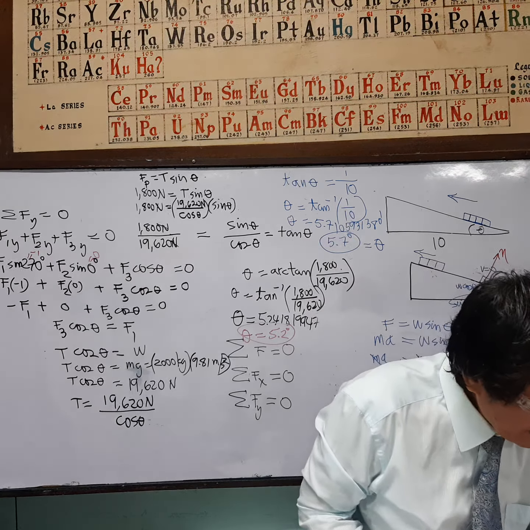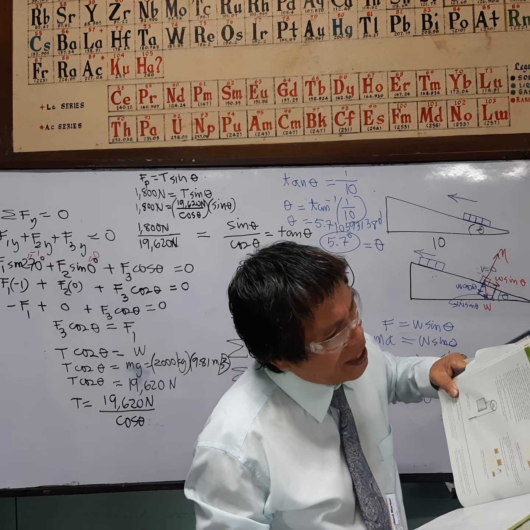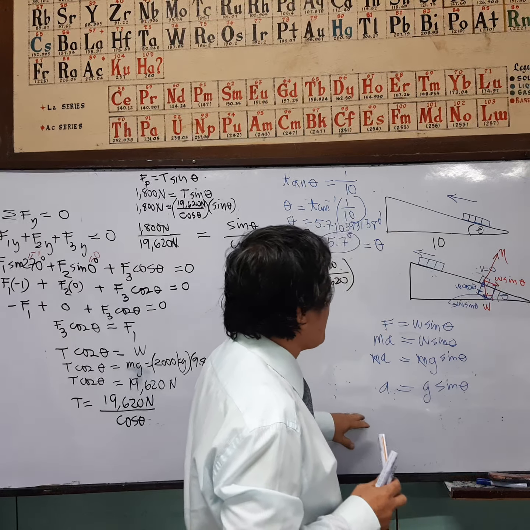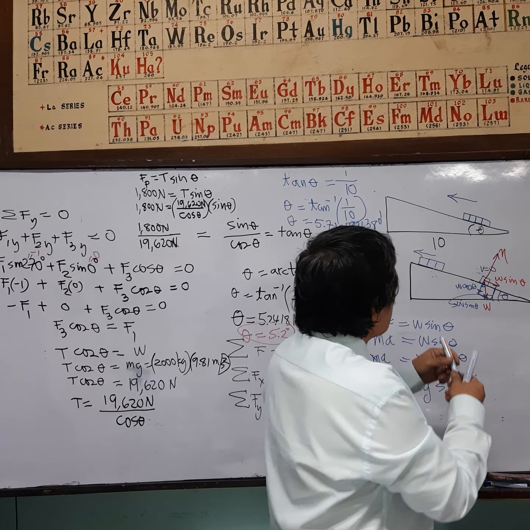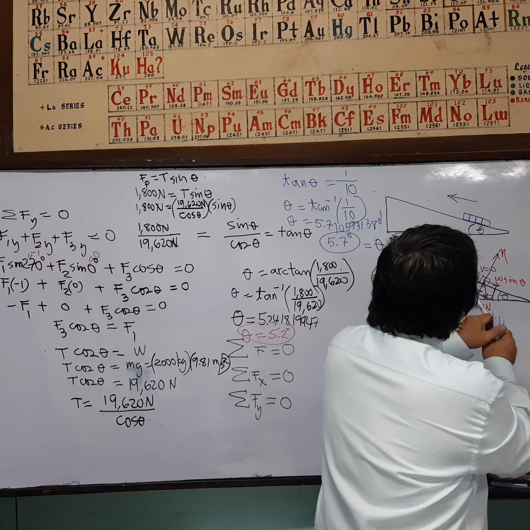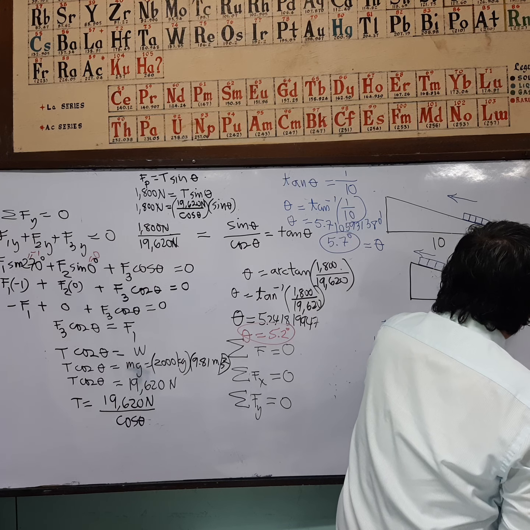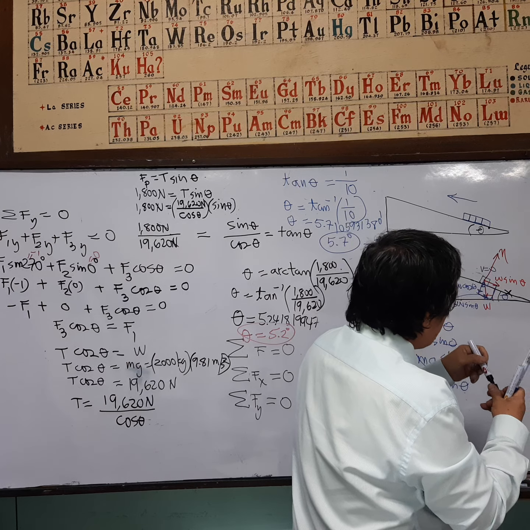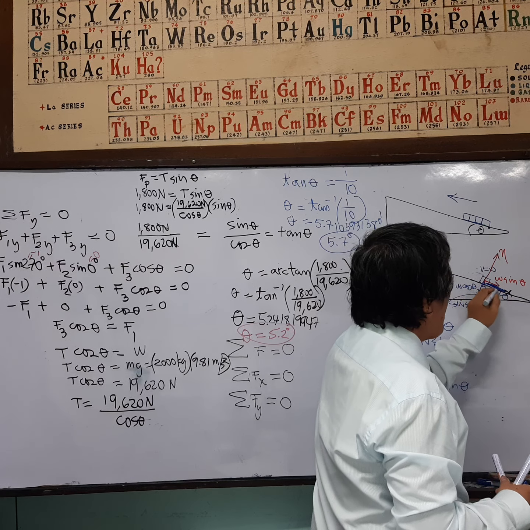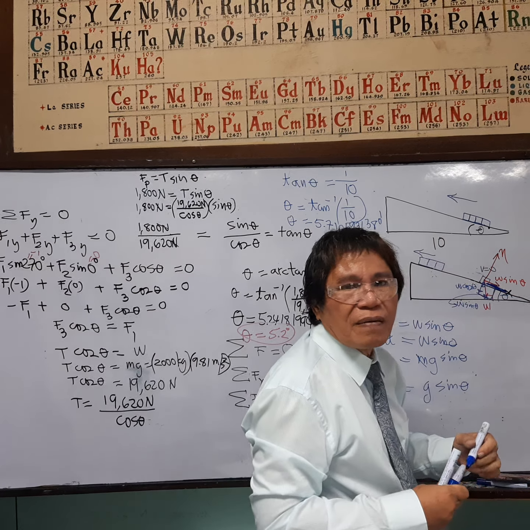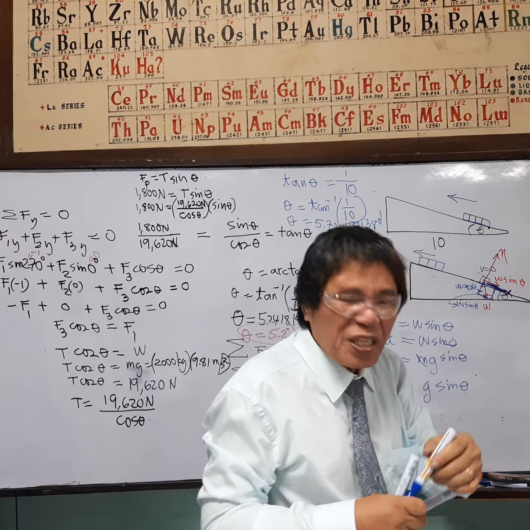Next, how far up the track will the car roll before it stops? Letter C, there are 3 questions. With that deceleration, it will travel a distance from this point, somewhere here. The problem is asking, what is this distance traveled before it stops?